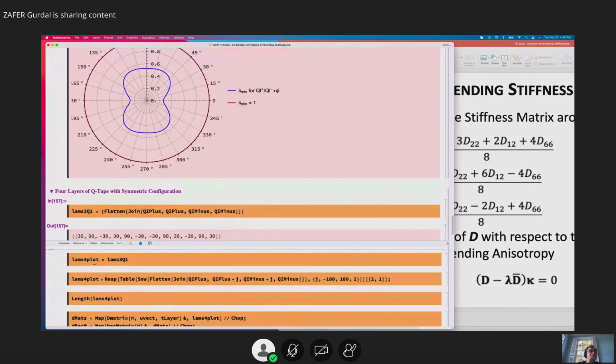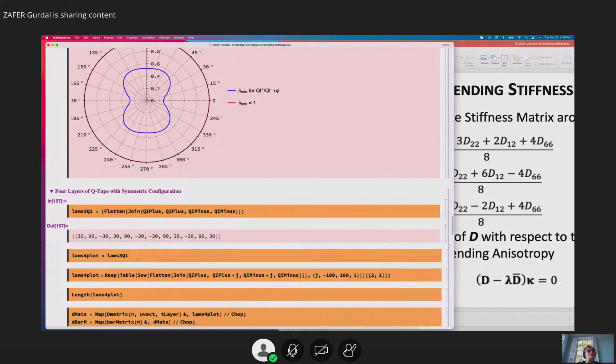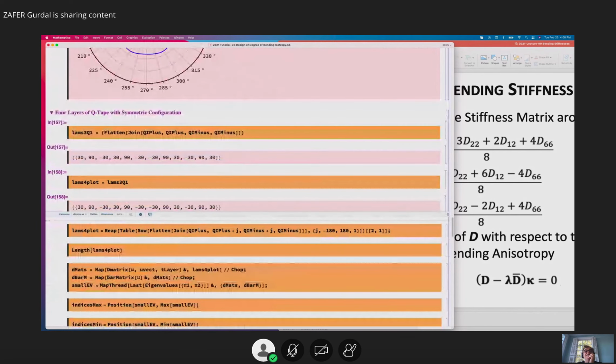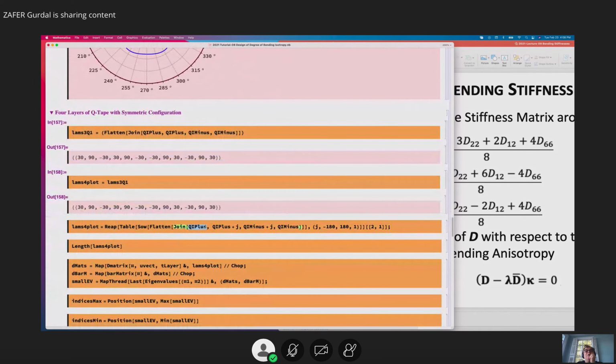I'm going to create laminate LAMS 4 plot. I don't know why I call it LAMS 4 plot. And of this, I'm going to take QI plus and then QI plus J. So I'm rotating one of the QI pluses and also rotating the QI minus with the same amount and creating this QI minus. So this is another strange combination.